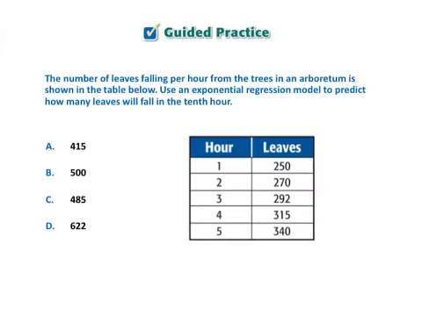In example 1 guided practice, the number of leaves falling per hour from the trees in an arboretum is shown in the table below. Use an exponential regression model to predict how many leaves will fall in the 10th hour. So in this example, you need to find an exponential regression equation or model for the set of data given to you for the hours and number of leaves, and then use that model to predict how many leaves will fall in the 10th hour. You have 4 choices, A, B, C, and D. When you have completed your work, select your answer and press submit.